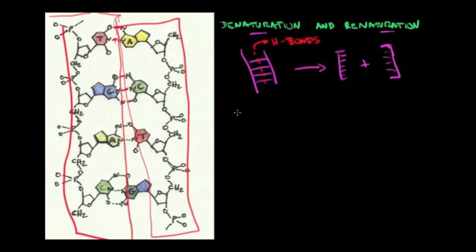And the condition in the environment that you need in order to cause denaturation of DNA molecules is heating. When you heat the environment, when you increase the temperature in the environment, we're going to talk about this a little bit later on, you can break these bonds. You can disrupt the H bonds, the hydrogen bonds in the DNA structure.